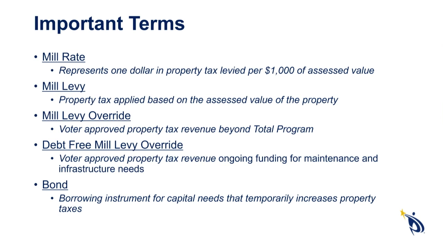And then the fifth key term here is bonds. Bonds are just borrowing instruments for capital needs that temporarily increase property taxes. So it's another form of getting at capital needs that's beyond a mill levy. But we'll go through these in some detail as we go through the presentation tonight.